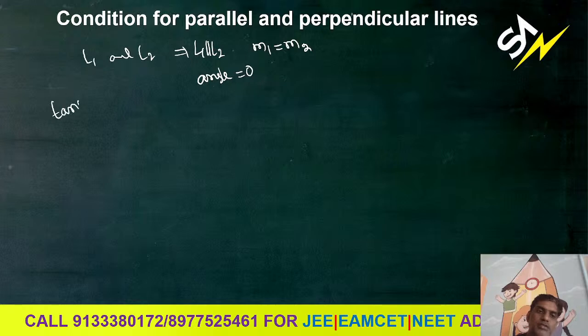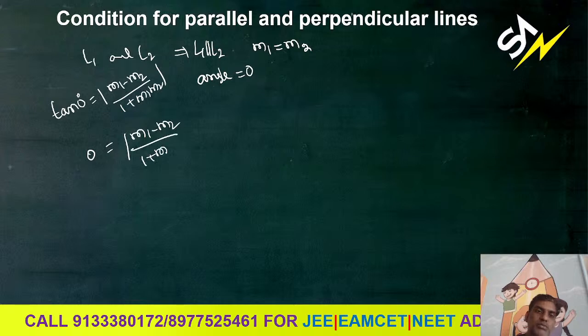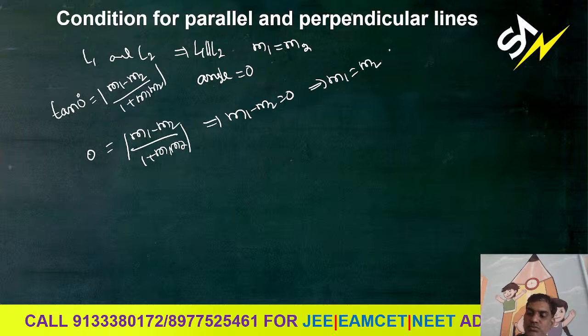So tan 0 degrees equal to modulus of (m1 minus m2) divided by (1 plus m1 m2). So 0 equal to modulus of (m1 minus m2) divided by (1 plus m1 m2). So that we can get m1 minus m2 is equals to 0. This implies m1 is equals to m2, right? And next one more.